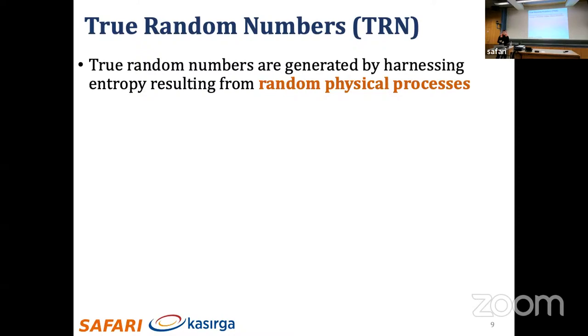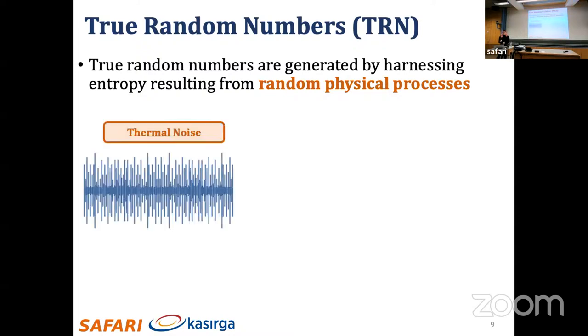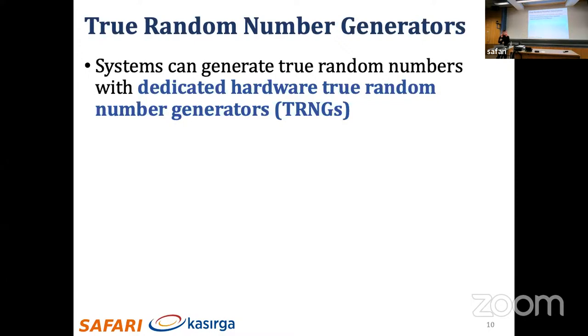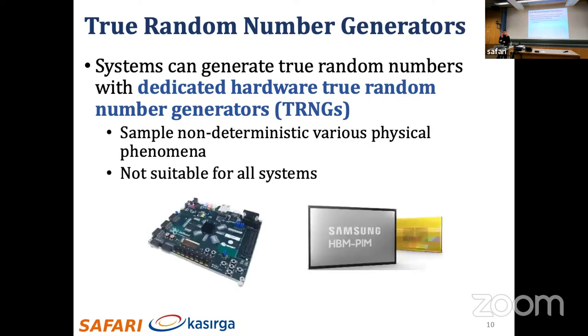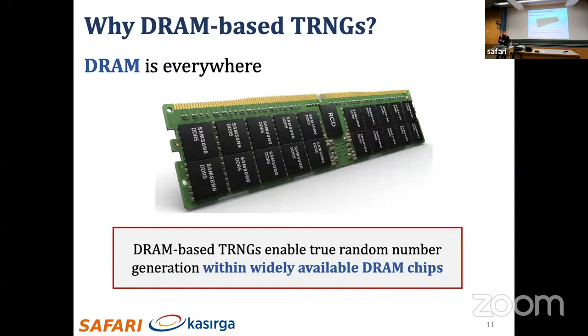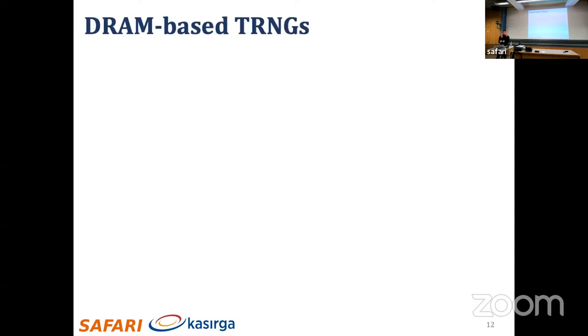True random numbers can only be generated by sampling random physical processes such as thermal noise, clock jitter, and Brownian motion. Systems can generate true random numbers with dedicated hardware true random number generators by sampling various non-deterministic physical phenomena. However, dedicated hardware cannot be easily used in all systems, for example, embedded systems and processing-in-memory architectures. In contrast, DRAM is widely available in most computing systems and can be integrated into mobile and IoT devices as main memory. Therefore, high-throughput DRAM-based TRNGs have the main advantage of availability over other TRNGs that typically require dedicated hardware, and they can enable true random number generation within widely available DRAM chips. Next, we will look at the entropy sources within DRAM that can be used to generate random numbers.